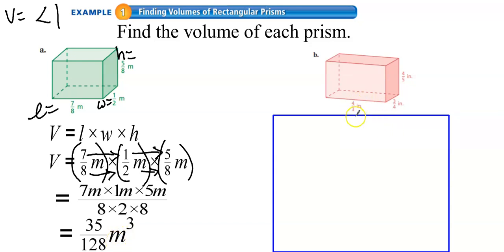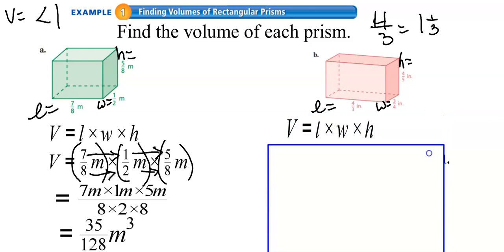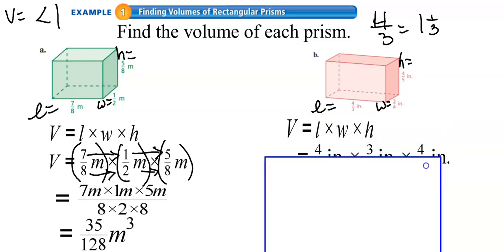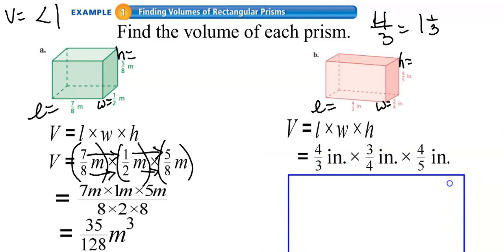Now you're going to notice that sometimes you've got some fractions that are bigger than 1. So remember that 4/3 is equal to 1 1/3. So this is a number that's bigger than 1. This is less than 1, and this is less than 1. But we're going to do the same thing. We're going to picture length times width times height. Okay, and then I just use my formula. Volume equals length times width times height. And I plug in 4/3 of an inch times 3/4 times 4/5.